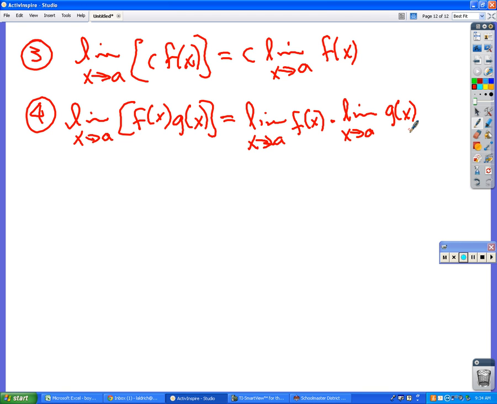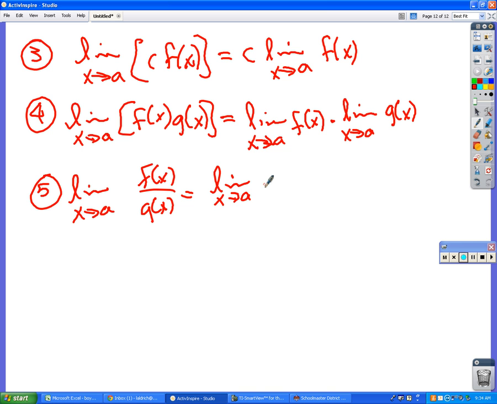Okay, and there's one last one. Any guesses? What the last one will be? Maybe, yeah, something like that. If you want to know the limit of two functions divided by each other, then you take the limit of this one divided by the limit of that one. And that has a little catch there. You can't divide by 0, so you can't do this if the limit of the bottom function is 0. Okay?